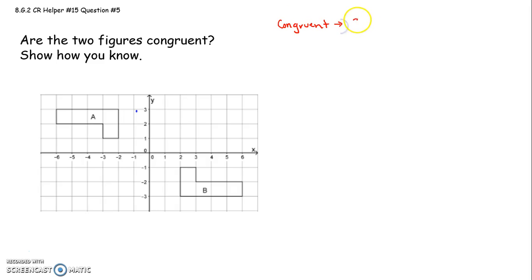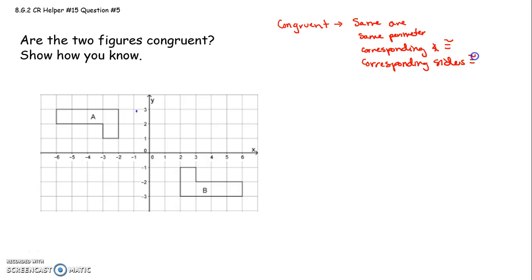they'll have the same area, same perimeter, corresponding angles will be congruent, corresponding sides will be congruent. Congruent just means equal measure.